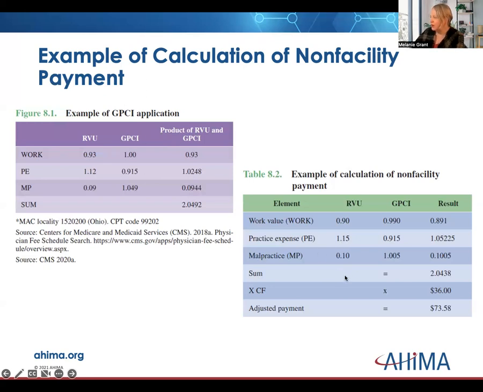You find the work value, the practice expense value, and the malpractice to get your total number, multiply it by your conversion factor, which is a dollar amount for your area. And then at that point, we'll come up with a total payment of $73.58. I'm going to pause the video while I pull up some information from Medicare to show how you would find this information.